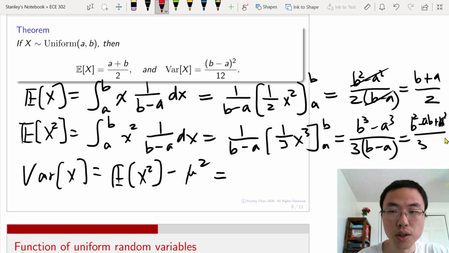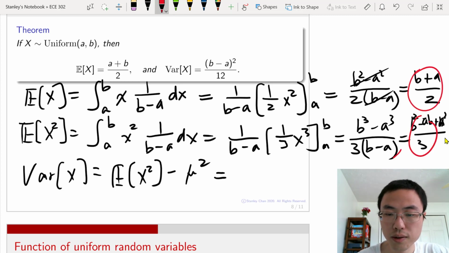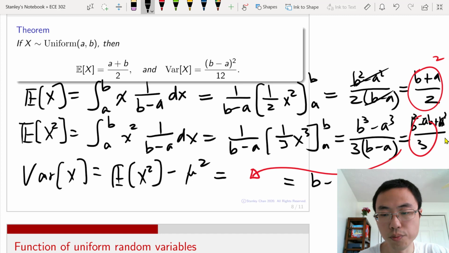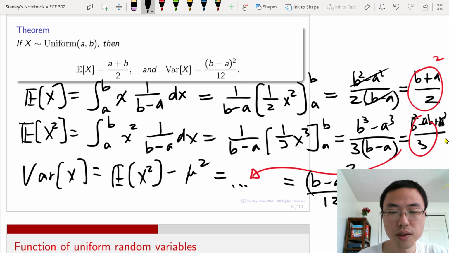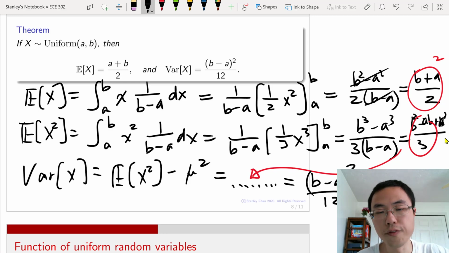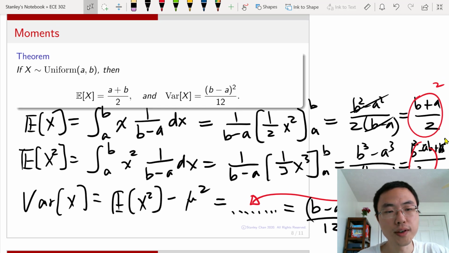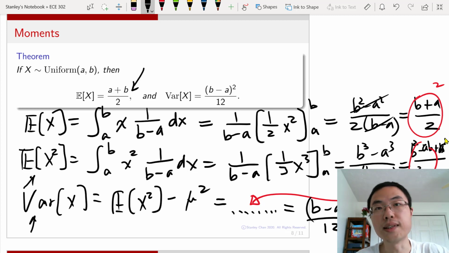So you put these two numbers in, with a square here, then you can show that it's going to give you (b minus a) squared divided by 12. I'm skipping the steps here, which I'm confident that you can fill in by yourself. So this is the first moment, the second moment, and also the variance. They are given by these equations.